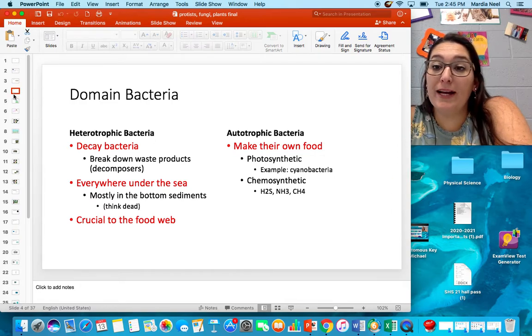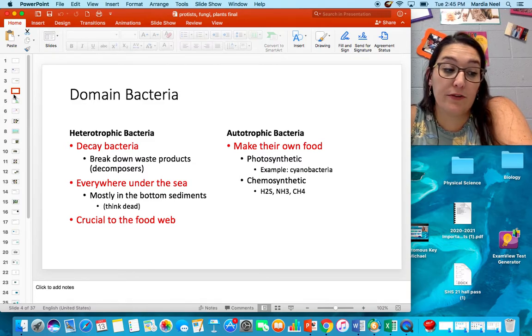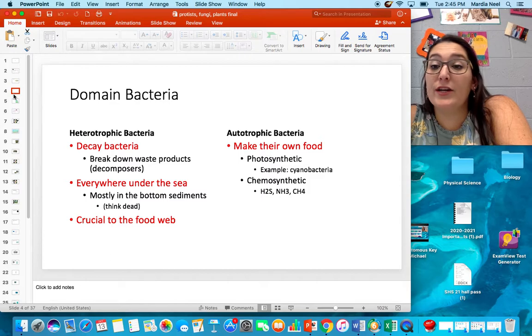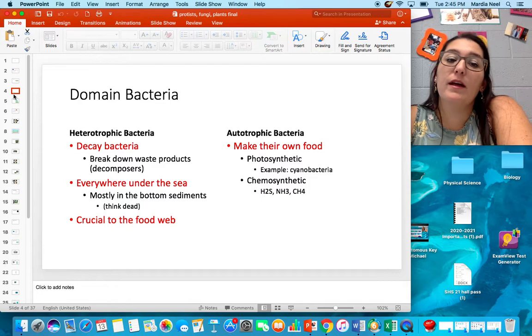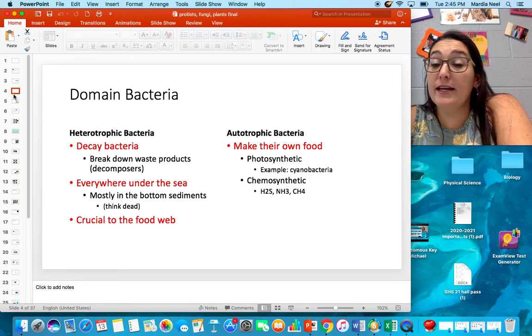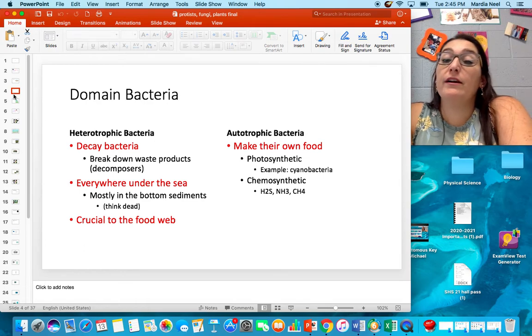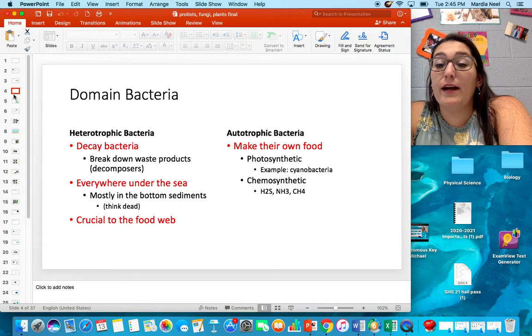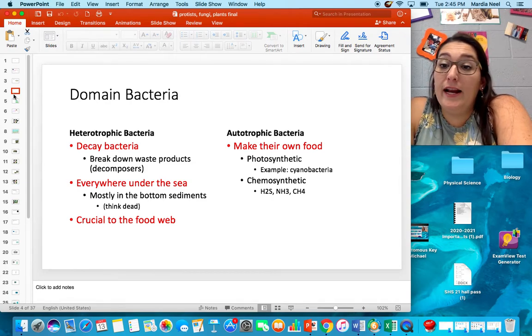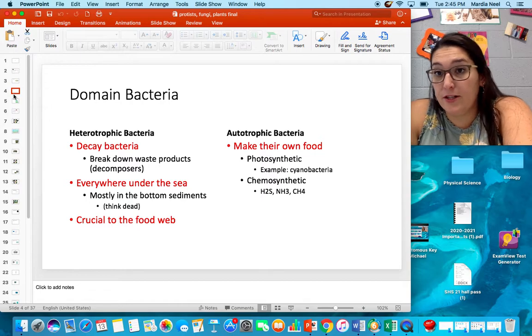So heterotrophic bacteria are bacteria that eat or must consume something else for their food. So there's bacteria that eat decay. So they break down waste products. They're called decomposers. These are going to be a lot of your nitrogen-fixing bacteria, a lot of your bacteria that live in soils. Heterotrophic bacteria are everywhere under the sea. They're mostly found in the bottom sediments, and they live off of dead and decaying organisms in the bottom of the ocean. And without heterotrophic bacteria, we would not have a food web. We have to have these bacteria present in order for the food web in the ocean to exist.